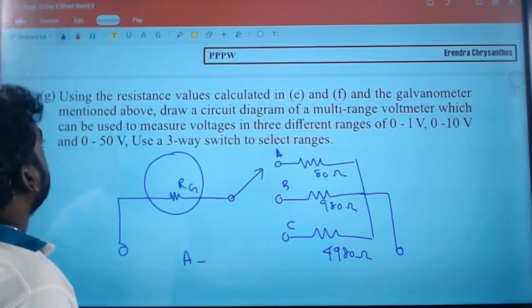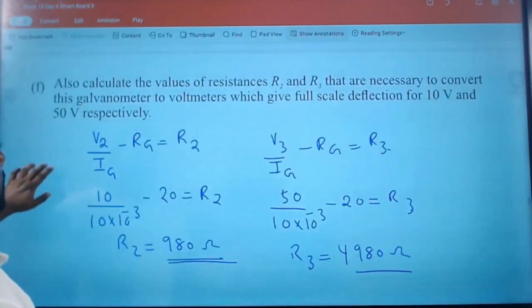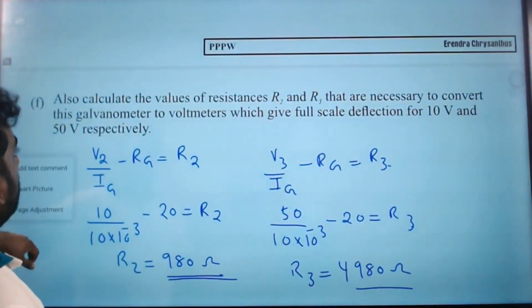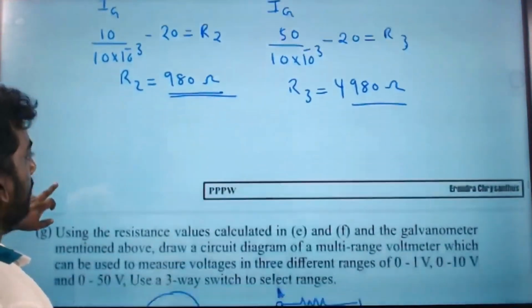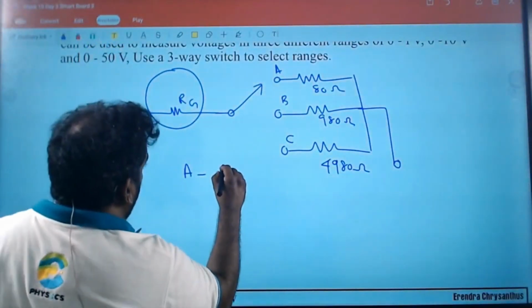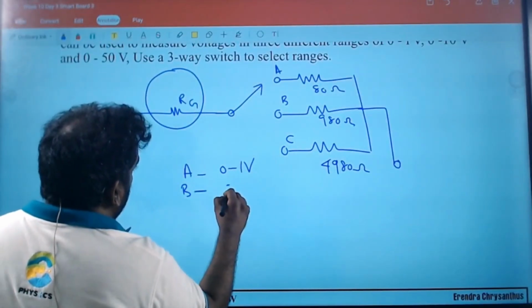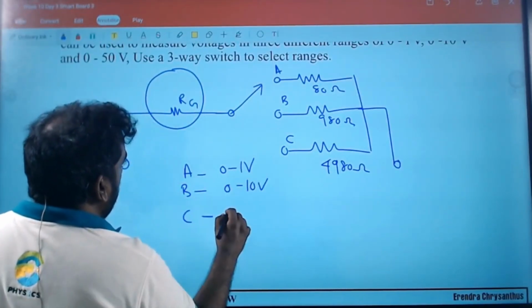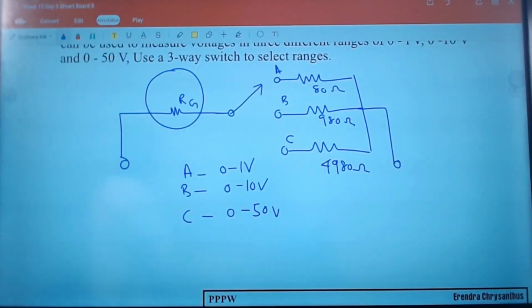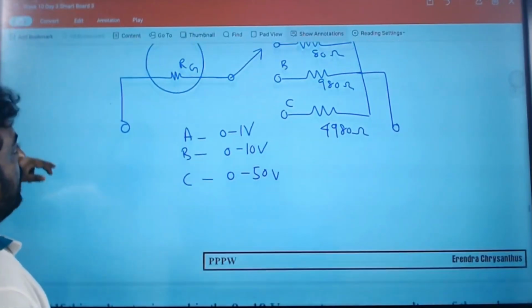A terminal gives you 0 to 1 volt, B terminal 0 to 10 volt, C terminal 0 to 50 volts. So here is your multi-volt meter. Multi-volt meter using a 3-way switch.